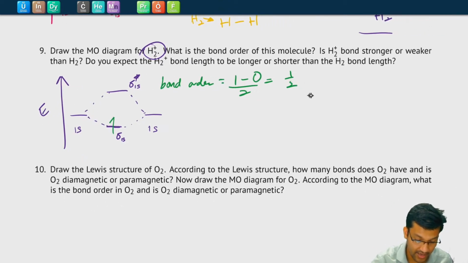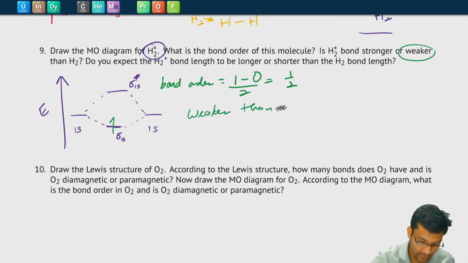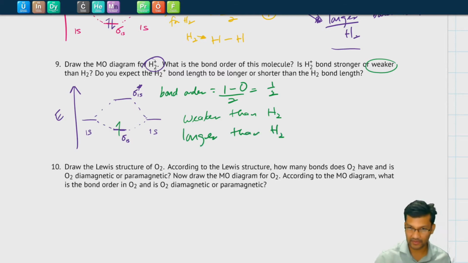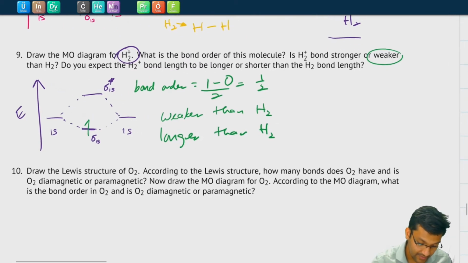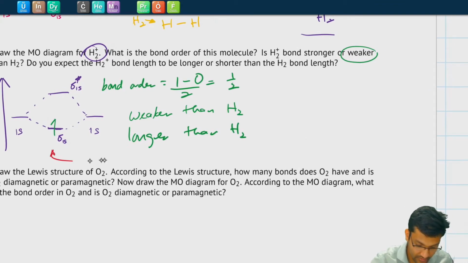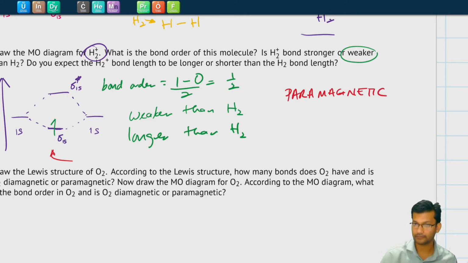The bond order is also half, which means this bond will be weaker than H2 because H2 has a bond order of 1. Is the bond length shorter or longer than H2? It should be longer, simply because it's a weaker bond. And it doesn't ask for it, but is it paramagnetic or diamagnetic? Well, there's only one unpaired electron, so it's paramagnetic. There we go.